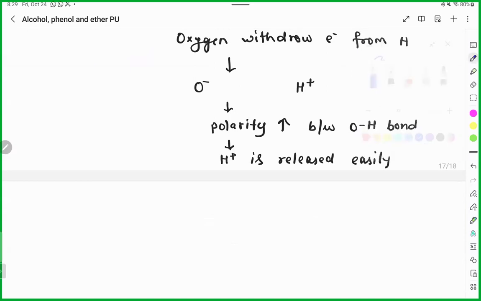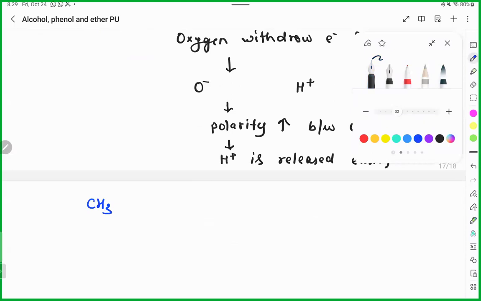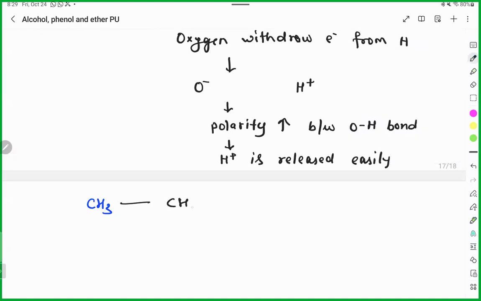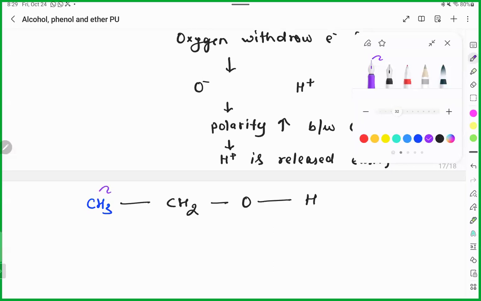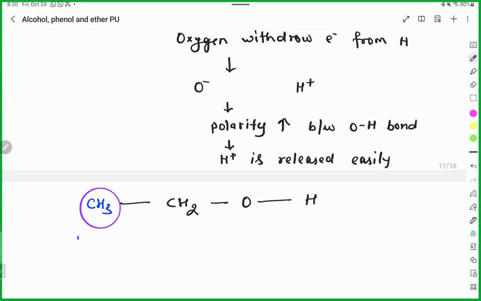Another side is that if you take any donating group like CH3 and then you have normal CH2OH. So what will happen? Here you have an electron donating group, EDG. This electron donating group will give electron to the oxygen.